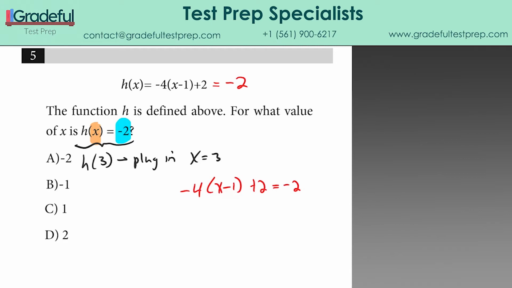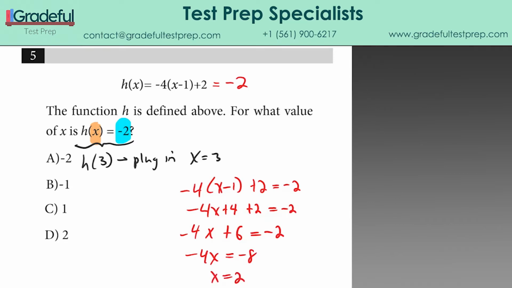So first I might distribute that -4. -4x plus 4 plus 2 equals -2. Then combine like terms: -4x plus 6 equals -2. Take away 6 from both sides. -4x equals -8. And divide by -4. x equals 2. And our answer for number 5 is D.